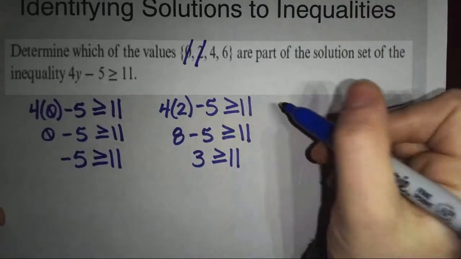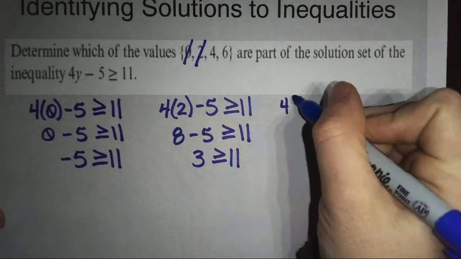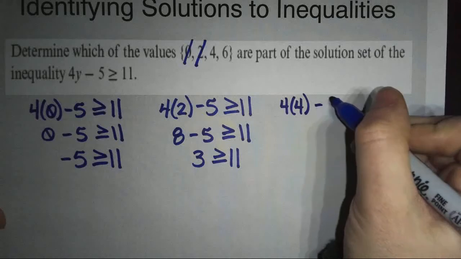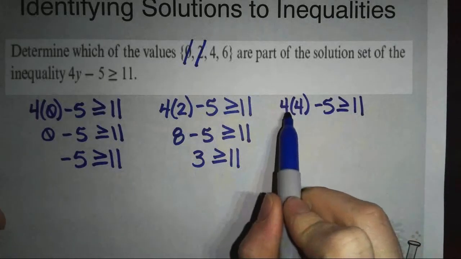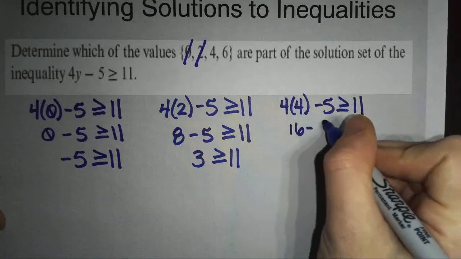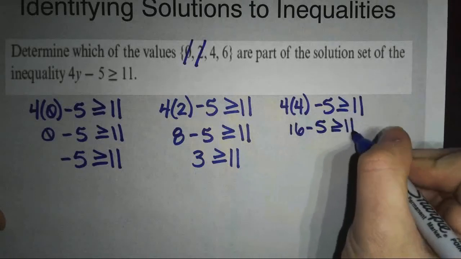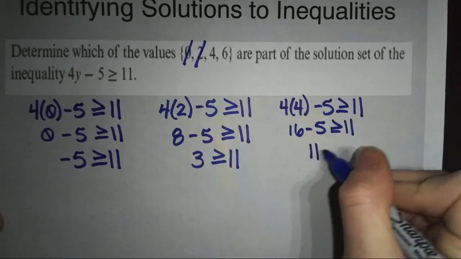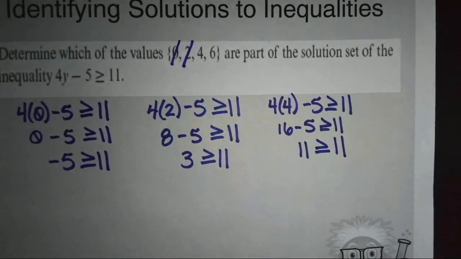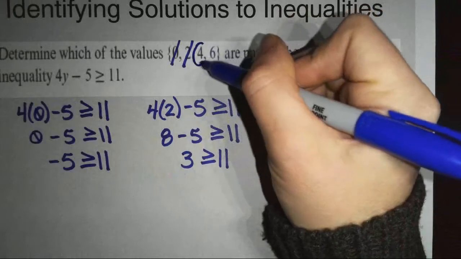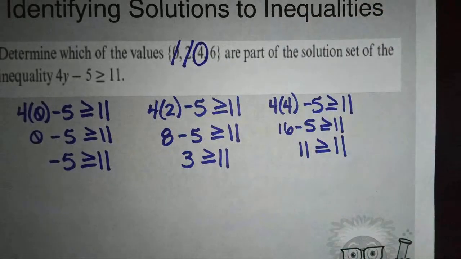Now I'm going to try 4. Same thing, plug 4 in for y. So I have 4 times 4 minus 5 is greater than or equal to 11. 4 times 4 is 16. And 16 minus 5 is 11. So 11 is greater than or equal to 11 is true. So 4 is part of my solution set.